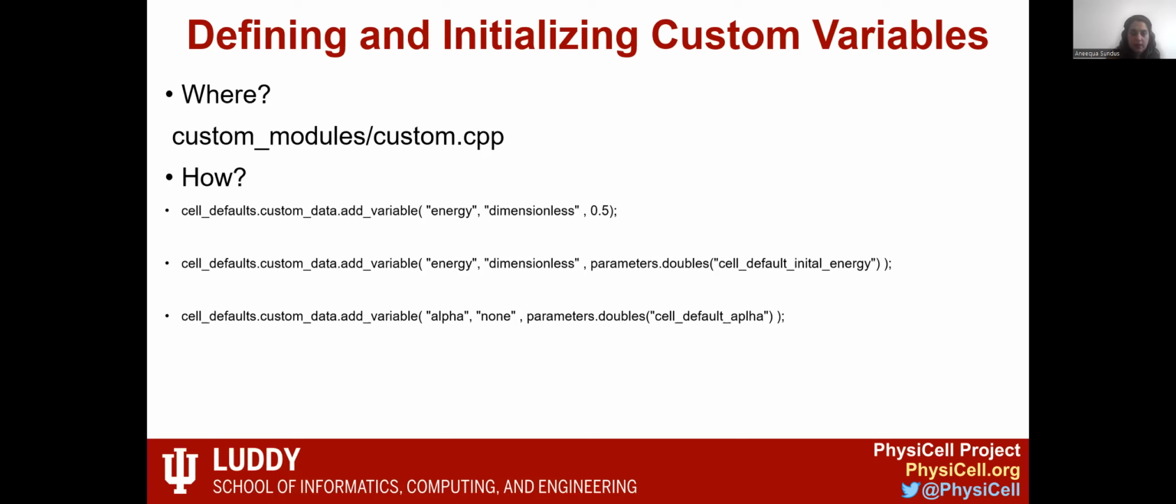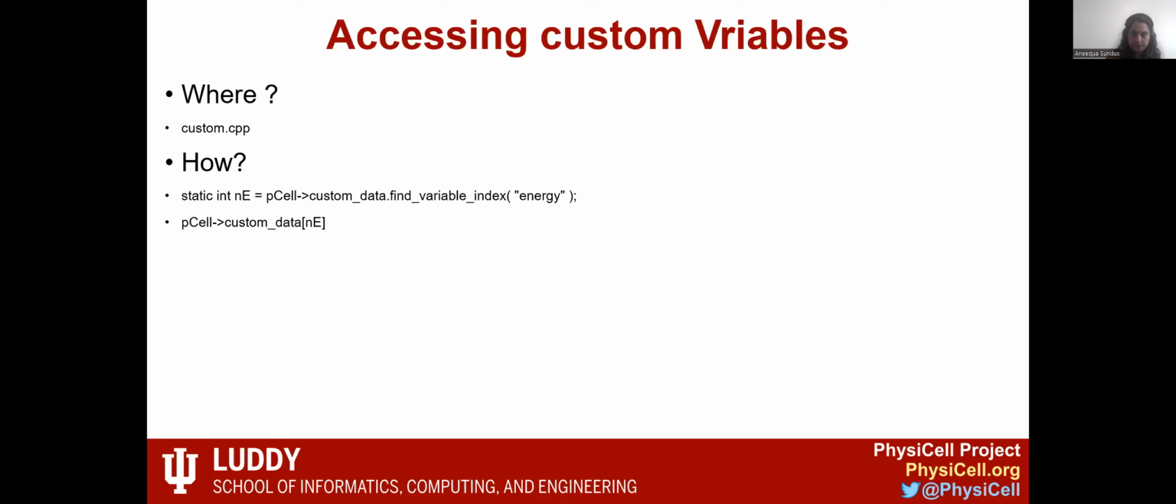Then I have added another variable, you can say alpha. There are no dimensions, and again it can be in your parameters, or you can start with some value like 0.5 or 0.1, whatever works for your hypothesis.